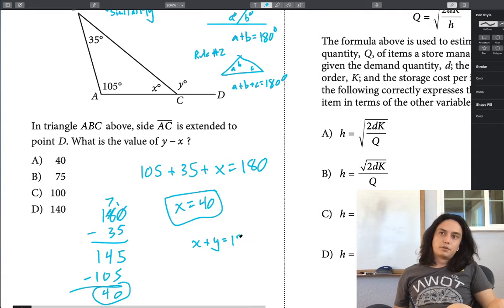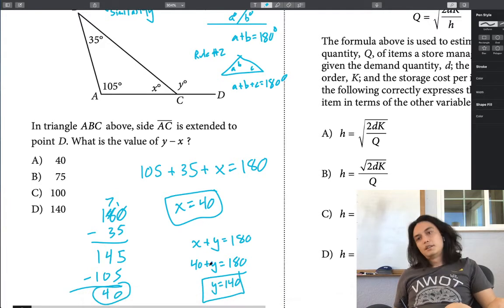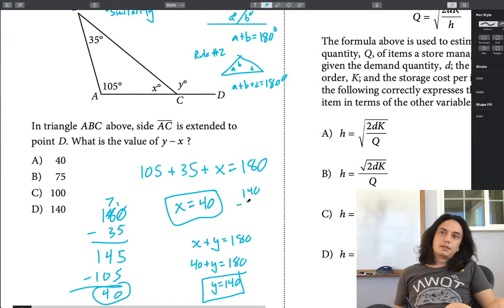So y is going to be 140. Because x is 40, here's 40, plus y is 180. So y is 140. These are more facts. Right, okay, cool. So now we're wondering what y minus x is. Well, 140 minus 40, that's 100.